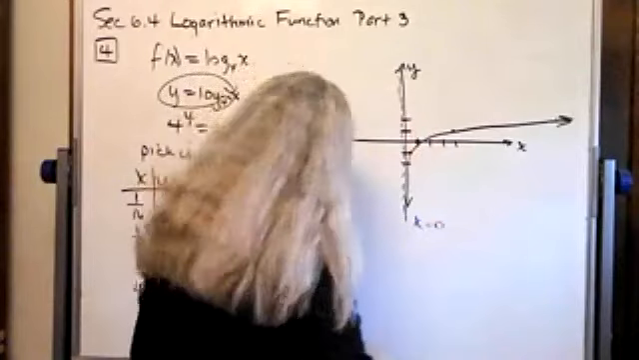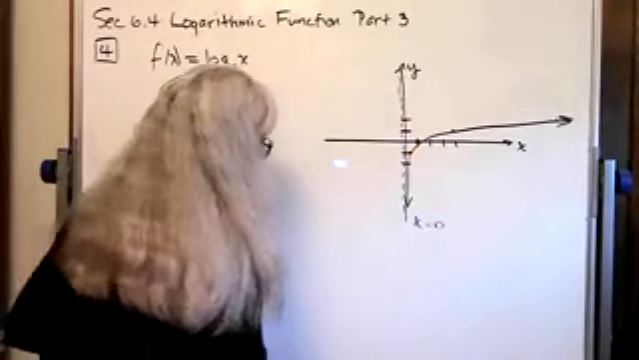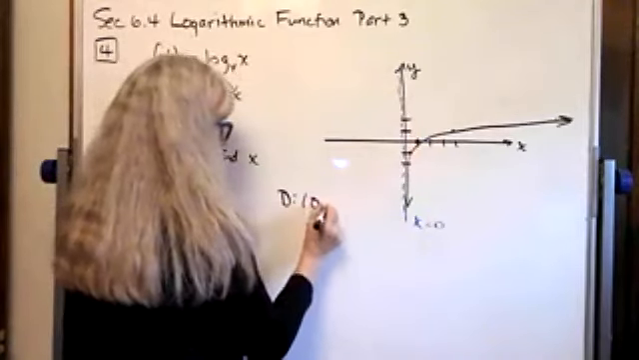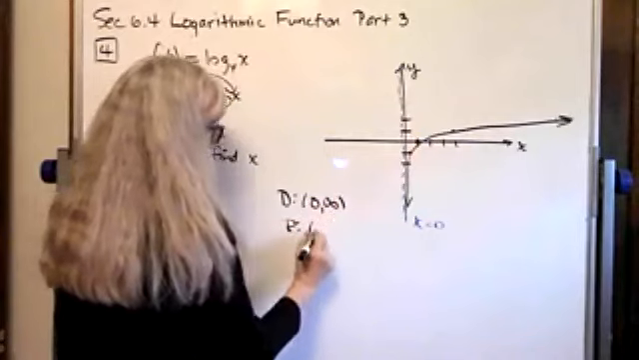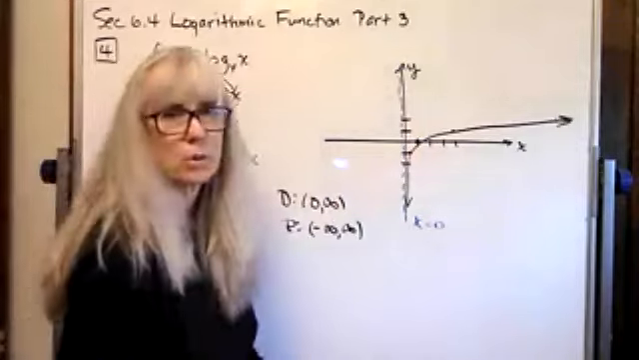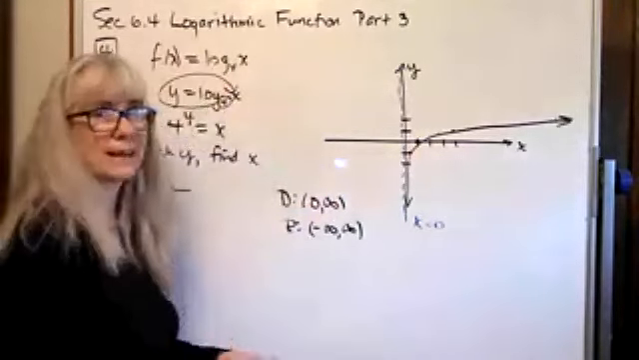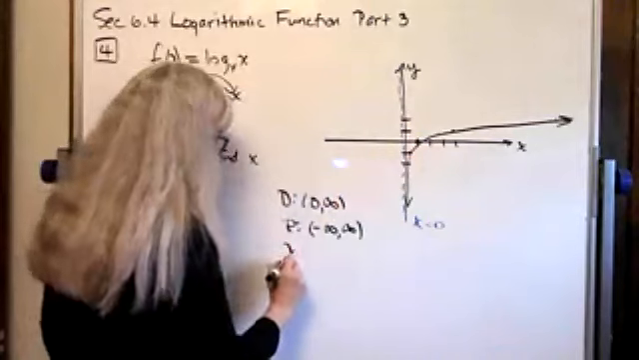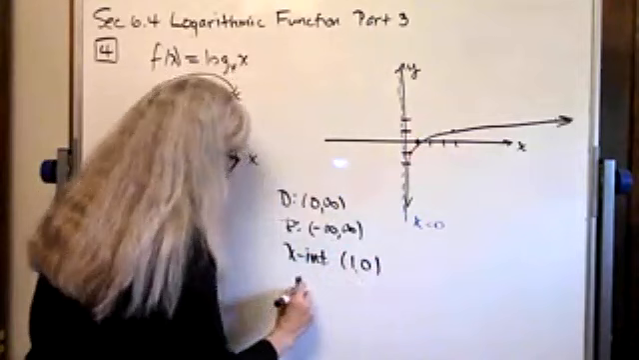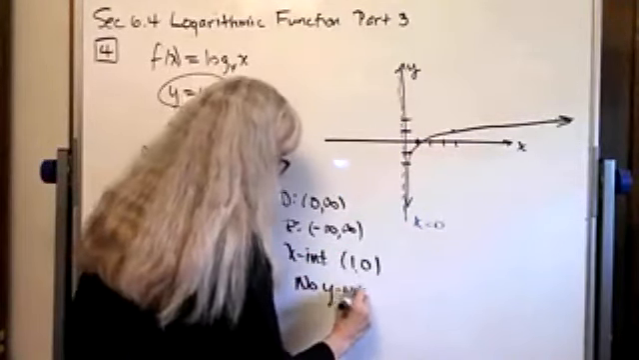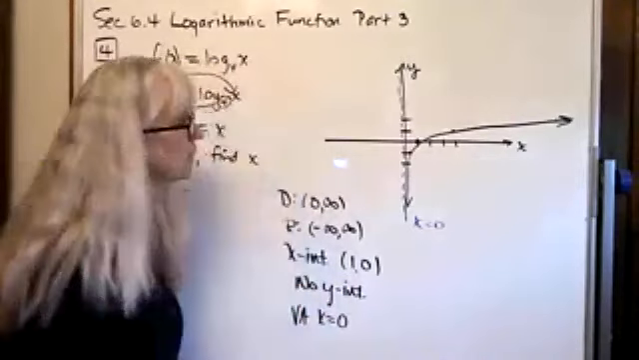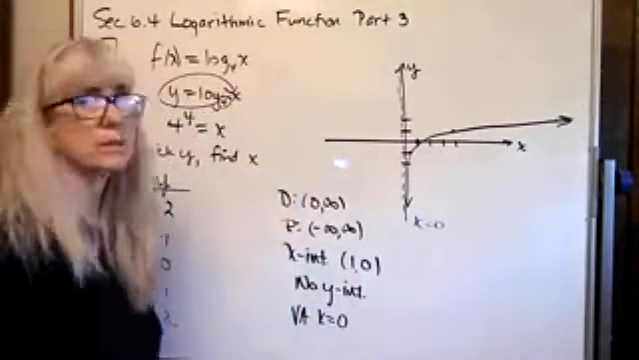So it asks for some of the same kind of information we were finding the other day. The domain is going to go from 0 to infinity. The range is any number you want. In other words, when we were picking our y values, we got any number. You can plug in any number you want. We plugged in nice numbers, but you can plug in anything. It has an x-intercept this time, and its x-intercept is (1, 0). There is no y-intercept because it's an asymptote. So it has a vertical asymptote of x equal to 0. And there it is. Those are the basic characteristics of a log graph.